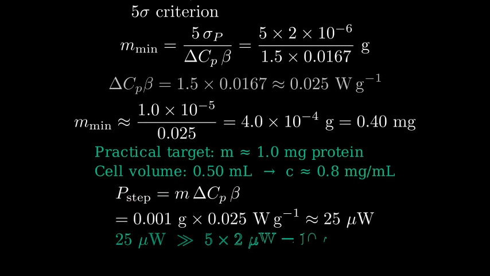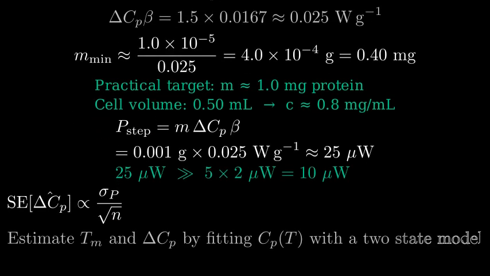Graphically, the expected power step equals m times delta Cp times beta. With 1 milligram, the step is roughly 0.025 watts per gram times 0.001 grams, giving about 25 microwatts. This exceeds 5 times the 2 microwatt noise, so the detection is robust.